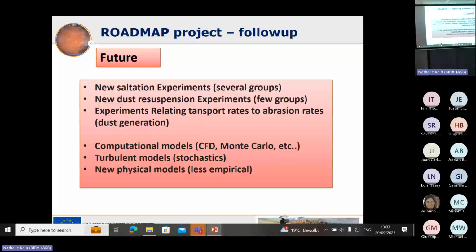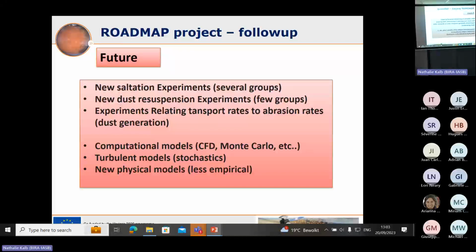But I don't know whether we can. I'm not allowed to just do experiments in my lab. I have to pay for it. So that's a problem. And I would really like to relate transport rate to abrasion rate because it has this link to surface activation and chemistry on Mars. But yeah, I don't really know how I'm going to do this.